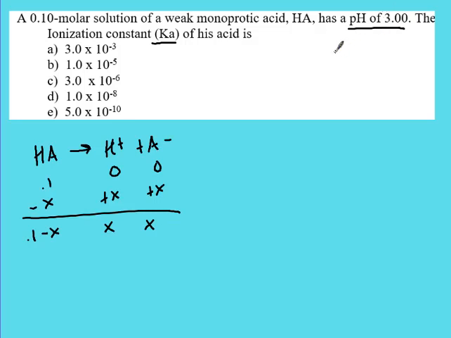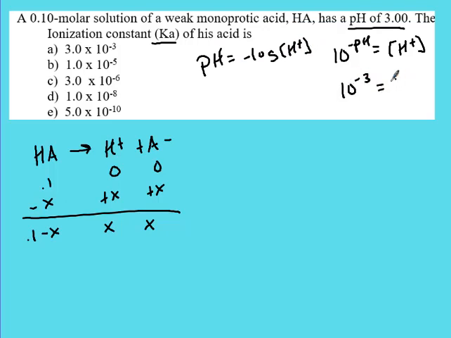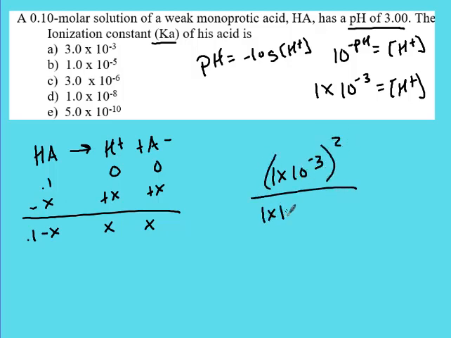Since they gave you the pH, 10 to the negative pH is equal to the concentration of H. I get that from rearranging the pH equation. So 10 to the negative 3 is equal to my H concentration. Plugging it into my Ka expression, I get (1 times 10 to the negative 3) squared over 1 times 10 to the negative 1 minus 1 times 10 to the negative 3.